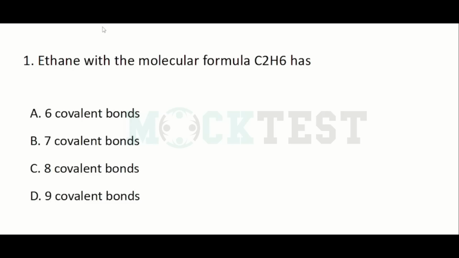First question, ethane with the molecular formula C2H6 has option A, 6 covalent bonds, option B, 7 covalent bonds, option C, 8 covalent bonds, option D, 9 covalent bonds. Ethane with the molecular formula C2H6 has 7 covalent bonds.